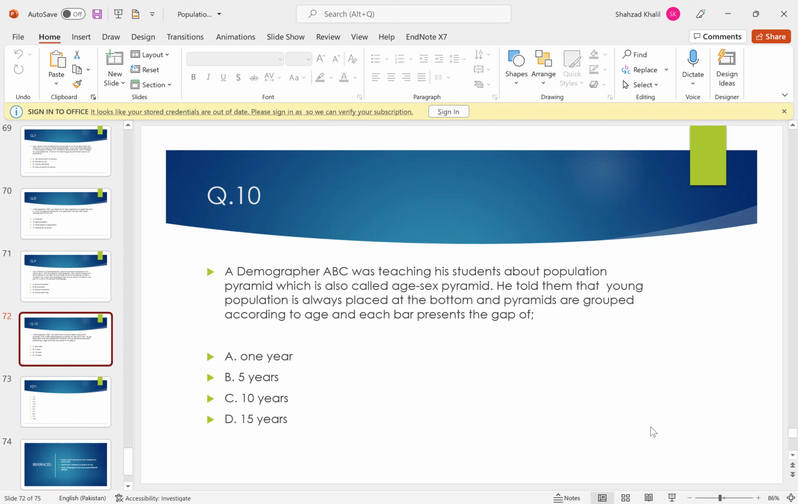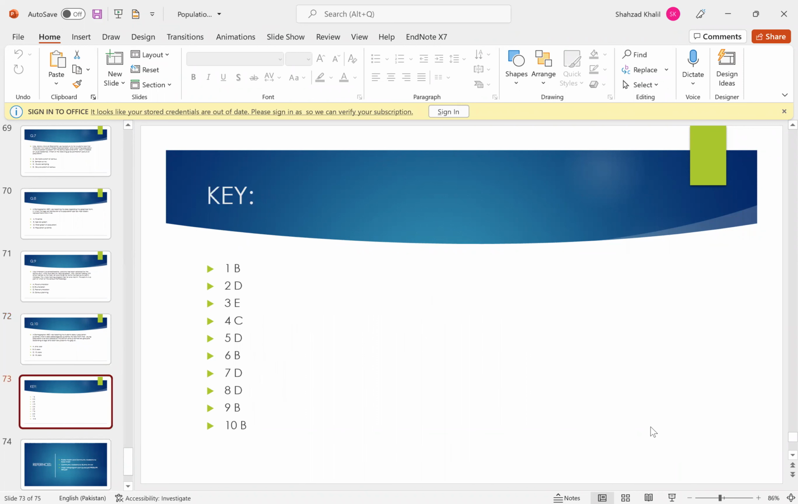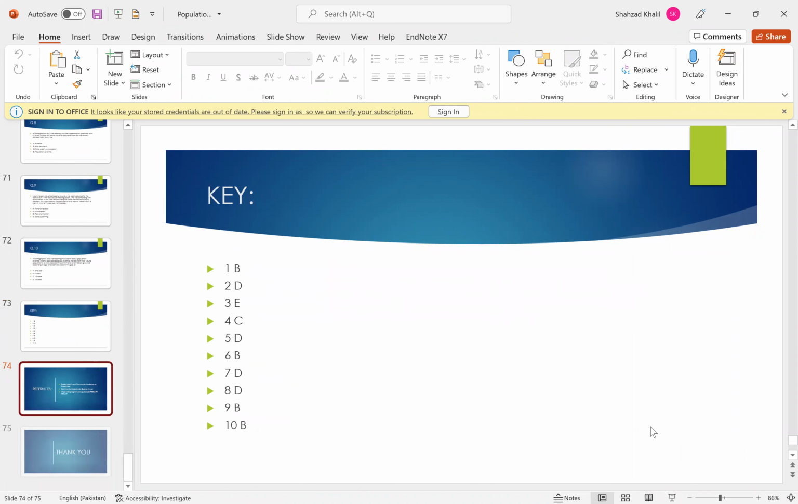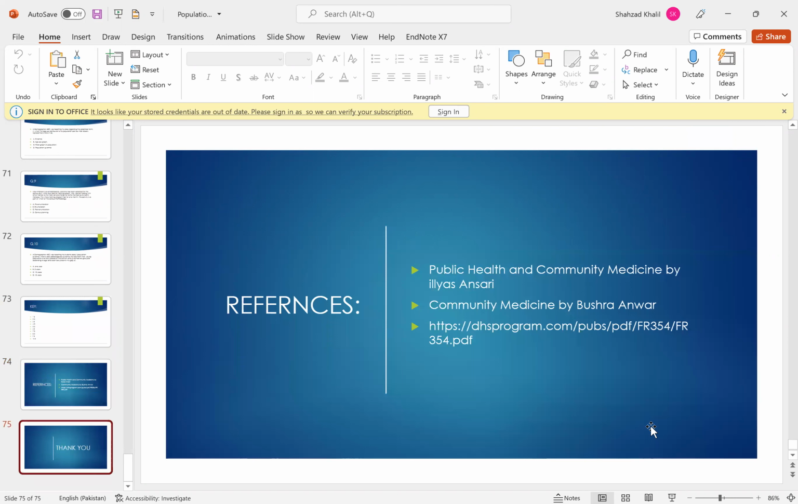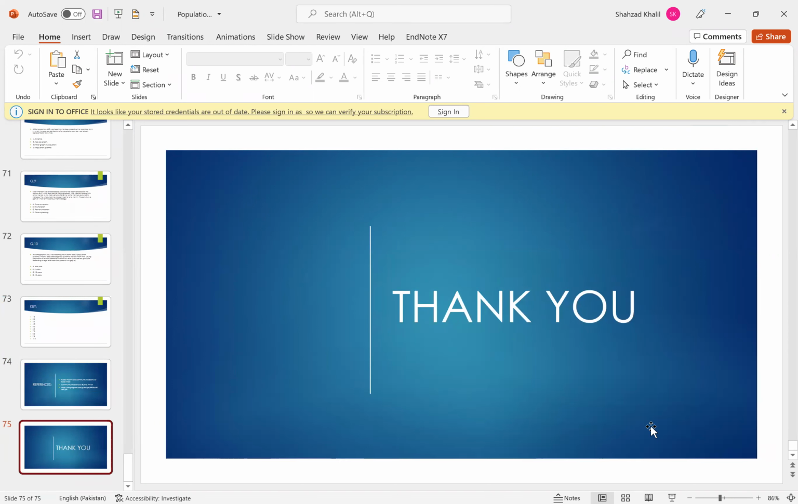Five years. Yes, the correct answer is 5 years. I have told you while I was showing even the pyramid, each bar showing the gap of the 5 years. This is my key. These are my references, and thank you so much. Okay, thank you very much, Dr.